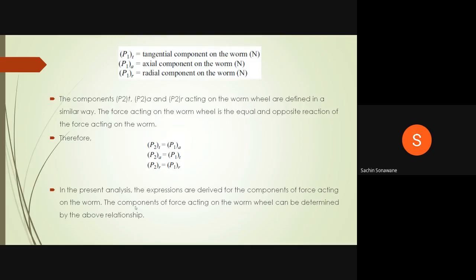The force acting on the worm wheel is the equal and opposite reaction of the force acting on the worm. Therefore, P2T, the tangential force on the worm wheel, is equal to the axial force on the worm. Axial force on the worm wheel is equal to tangential force on the worm. Radial force on the worm wheel is equal to radial force on the worm. In the present analysis, the expressions are derived for the components of force acting on the worm. The components of force acting on the worm wheel can be determined by the above relationship.